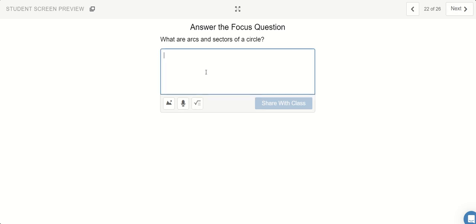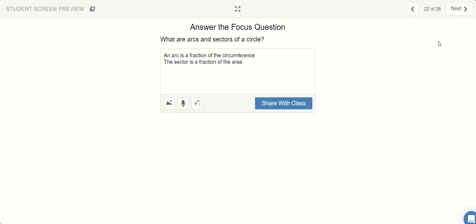All right, so what are arcs and sectors? An arc is a fraction of the circumference. The sector is a fraction of the area, excuse me.